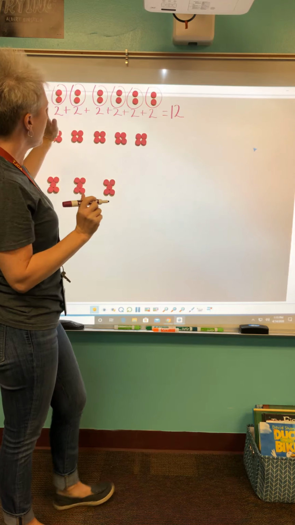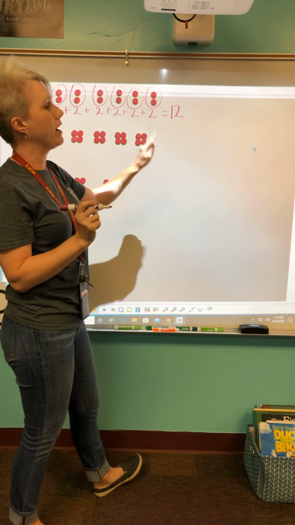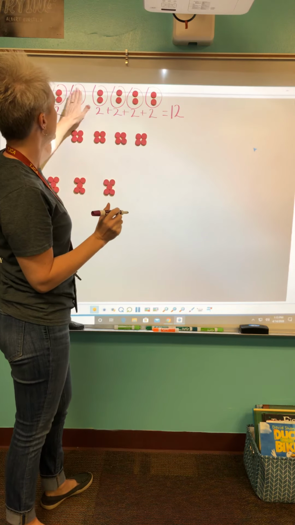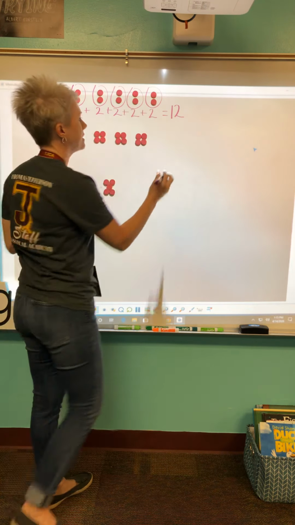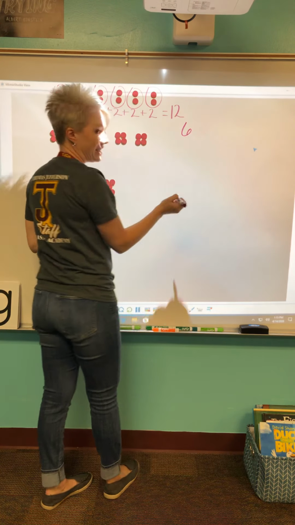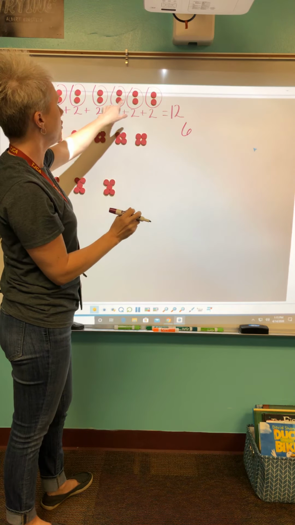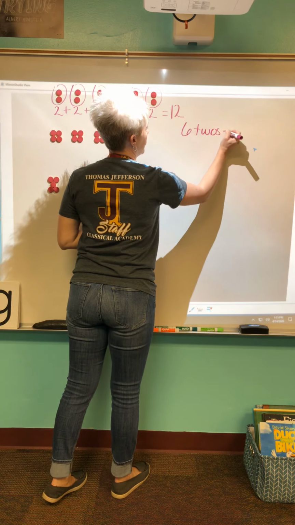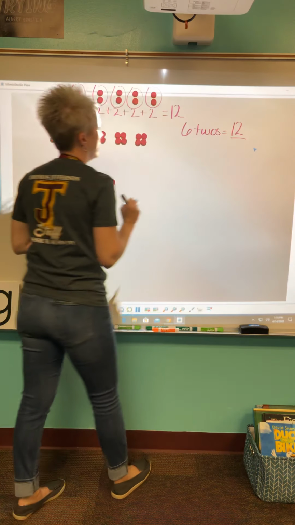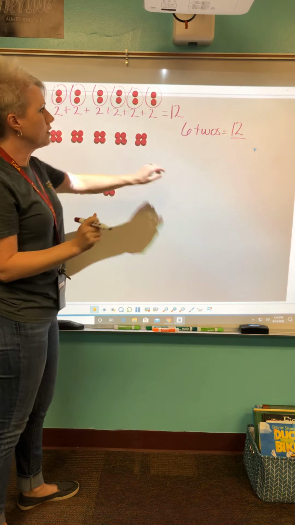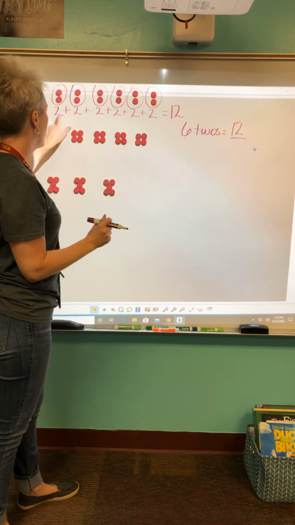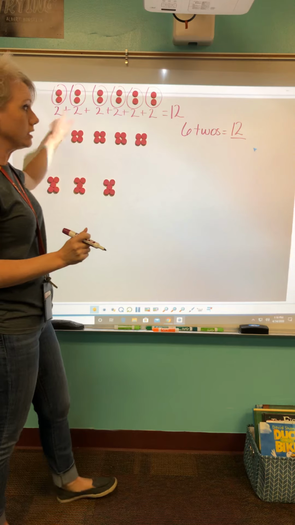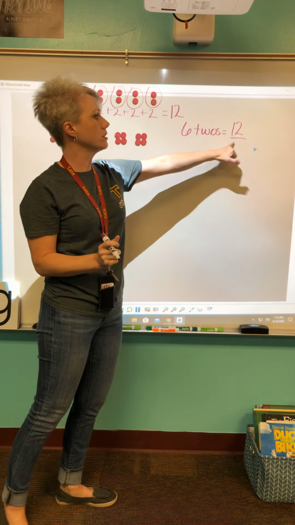Now, yesterday we learned to write this a different way. We learned to write the number of groups we have first. So we have 1, 2, 3, 4, 5, 6. So 6 groups. 6 2's, because there's 2 in each group. 6 2's equals 12. Okay? That just means I wrote the number 2 6 times. 6 2's equals 12.